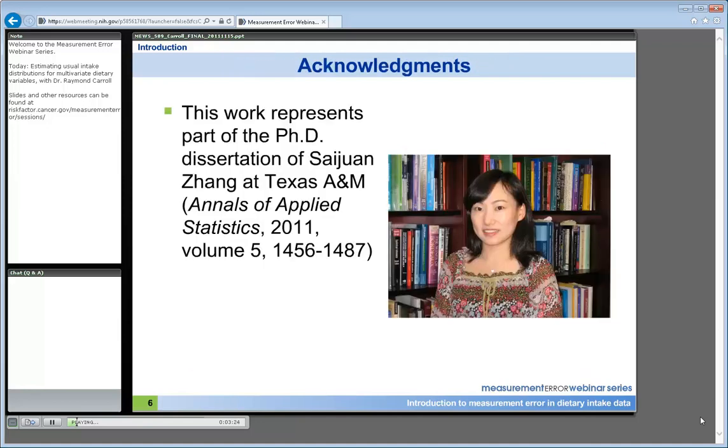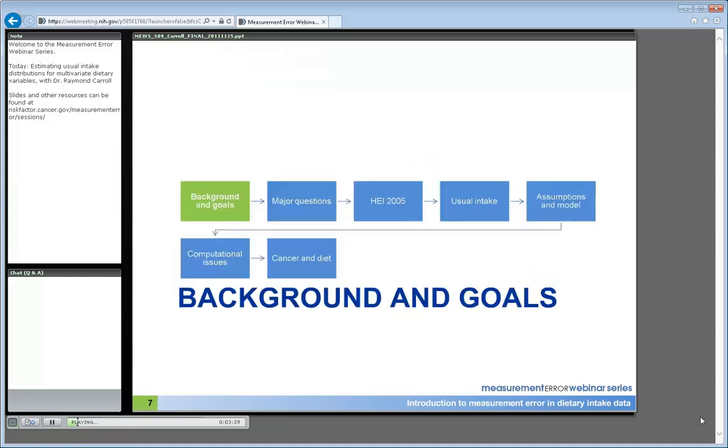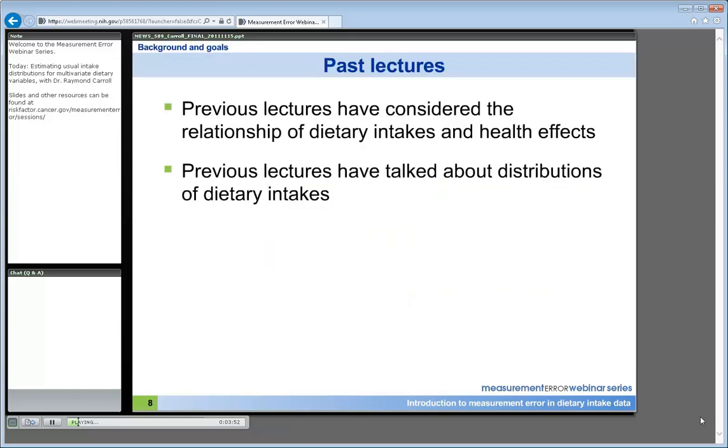And a lot of this work took place as part of the PhD dissertation of Seijun Zhang at Texas A&M, which appeared this year in the Annals of Applied Statistics. She's now working at Merck in the pharmaceutical industry. Okay, so the first thing we want to talk about is some background and some of our goals. But then we'll go on to the questions about what we're doing and our methodology and results.